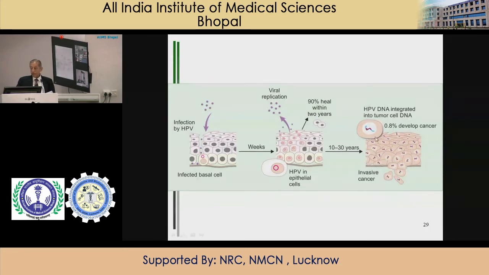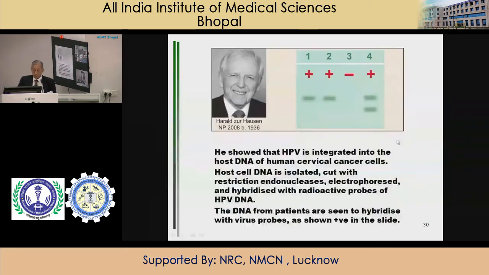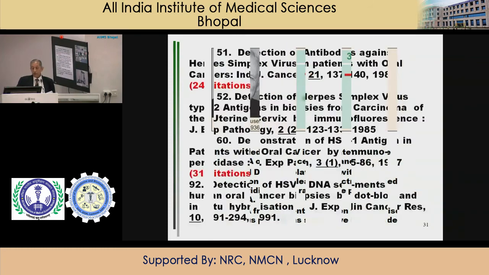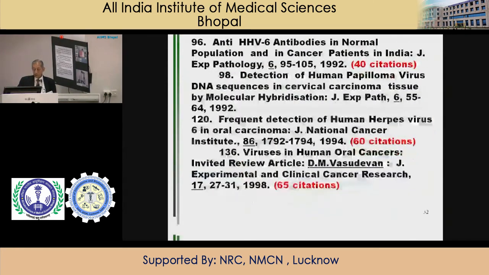For that, one Nobel Prize has been awarded to Zur Hausen, and he showed that the HPV is integrated into the host DNA in human cervical cancer cells. Our work was well above that, about 20, 25, 30 years back, and we have shown this viral integration in certain cancers. There are so many papers on those viruses and cancers.